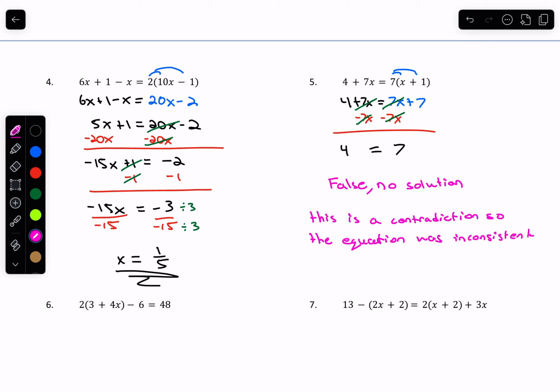Remember, there are 3 types of equations we care about. There is consistent, which might be conditional or might be dependent. And then there's inconsistent. So we either get one solution, we get infinitely many solutions, or in this case, we get no solution. Okay, so when you get a false statement like we did here, you get no solution. And so there's no more work to be done. We just don't get an answer.